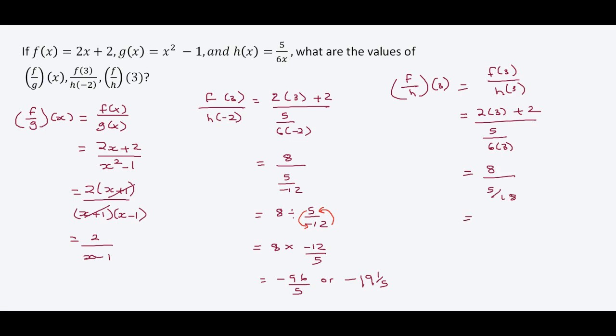So what we're going to have here is 8 divided by 5 over 18, which is going to be 8 multiplied by, and then we're going to move the 18 up and move the 5 down. So we're going to be left with times 18 over 5, which is going to be 144 over 5, or for adventurous students, you'll get 28 4 over 5.